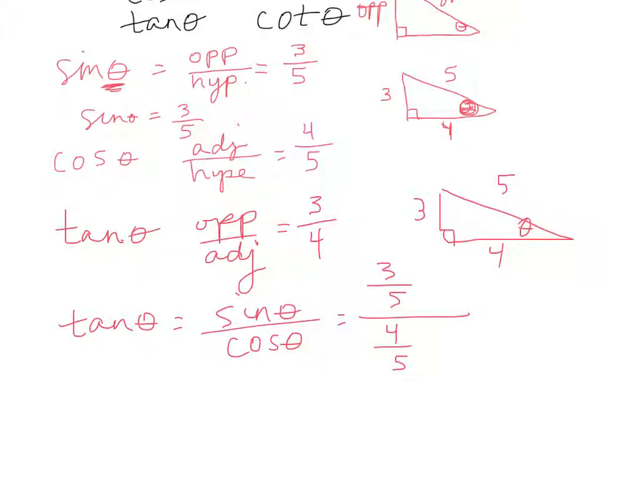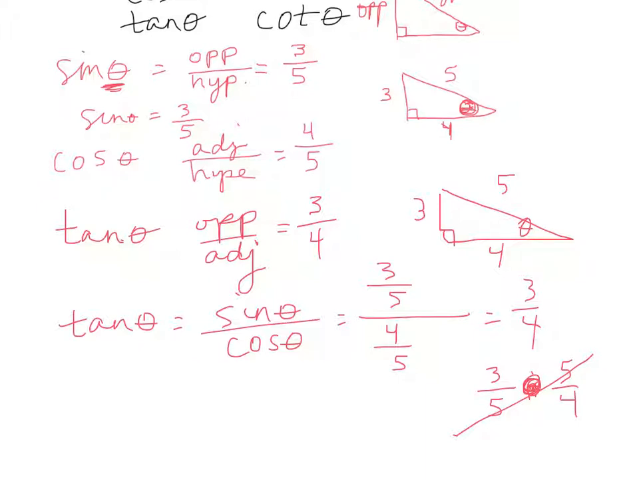3/5 divided by 4/5. Back in 3rd grade, somebody told you when you divide 2 fractions, you flip that second one upside down and multiply. Oops, as a times. 5s cancel and you get 3/4. Why would you want to do that when you can just use opposite over adjacent? Well, the reason you want to do it is to prove that tangent is sine over cosine.